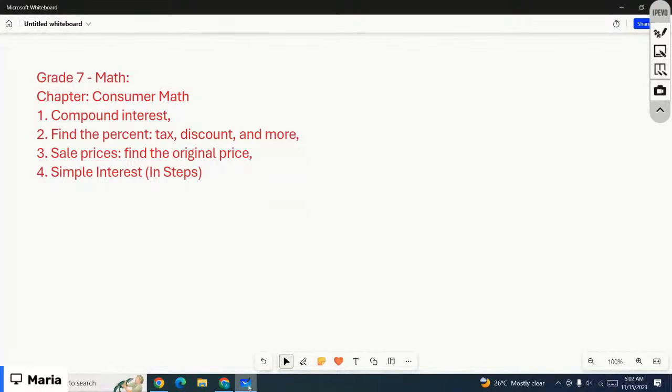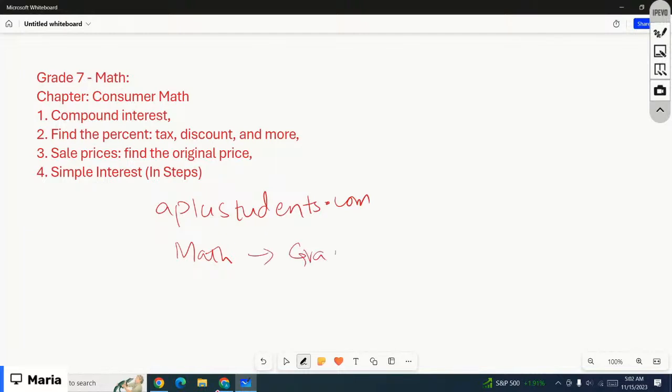So you can find all the lessons on aplusstudents.com. You have to log in there using your email address and password as provided by the administrator. Then you have to select math from the subject tab. Scroll down to grade 7 and then click on view all lessons. So there you can find a list of the chapters. We're going to start with the chapter consumer math.